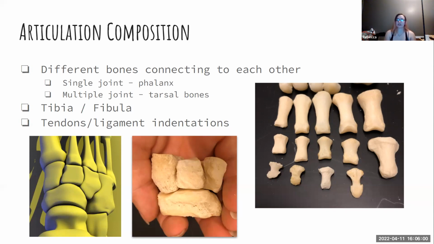And then when you go into the multi joints, which is the tarsal bones or the ankle bones, you have a bone that connects on one side to the metatarsal, and then two bones on the other side, and then also another bone on the next side. So on each side, it's connecting somewhere. You have to make sure that they line up correctly.